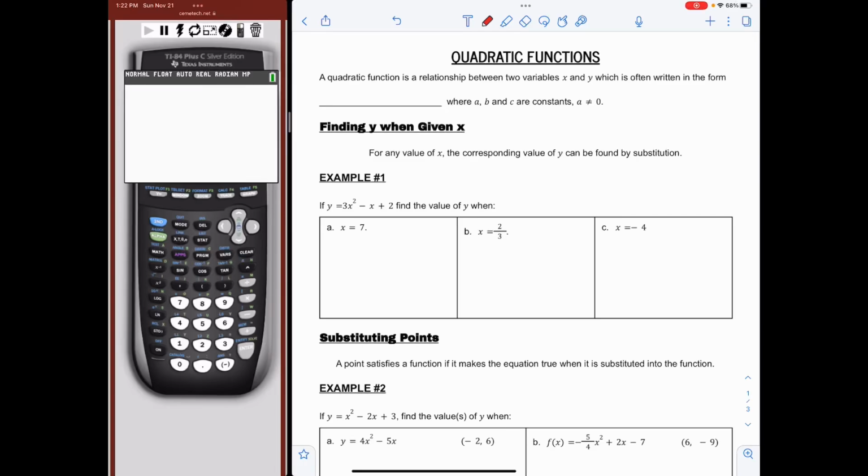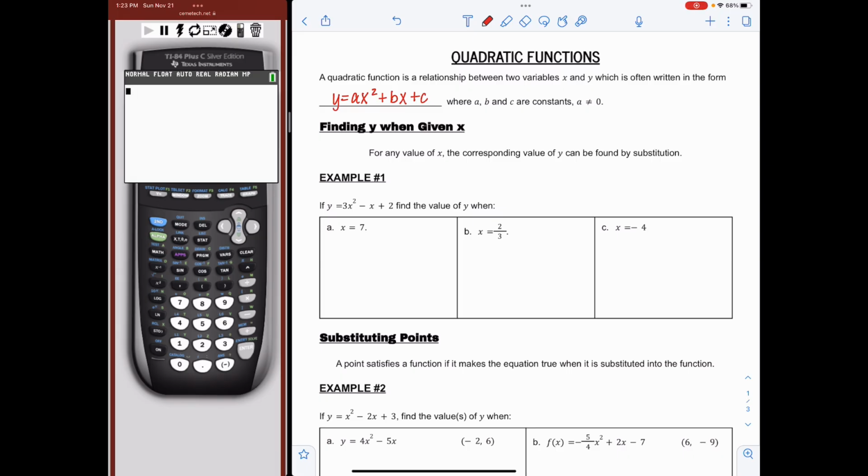Hi, today we're going to talk about quadratic functions. So, a quadratic function is a relationship between two variables, x and y, which is often written in the form of y is equal to ax squared plus bx plus c, where a, b, and c are constants and a is not equal to 0.